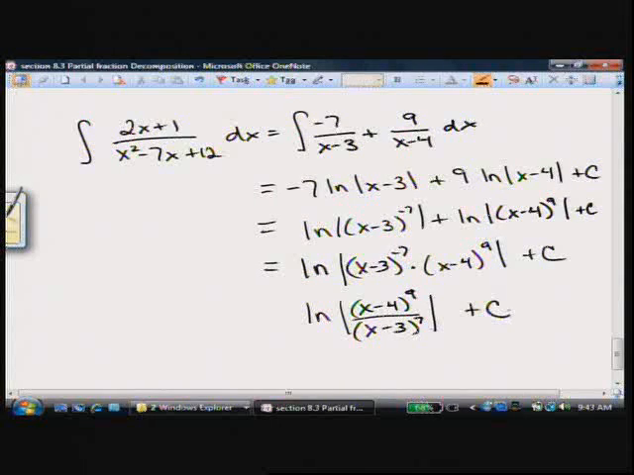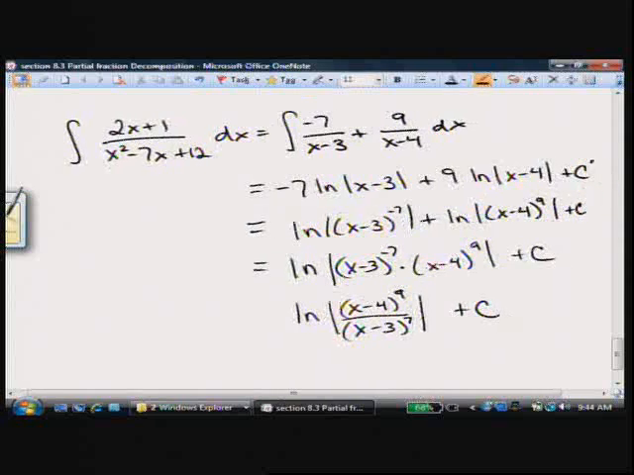Plus C. I'm totally cool with this answer right here, but when I look at the solution manual, it seems to like this one. So are y'all okay with just doing that with the logarithms? I don't know which one the computer will like. Actually, I was even okay with this part right here. I like that answer.